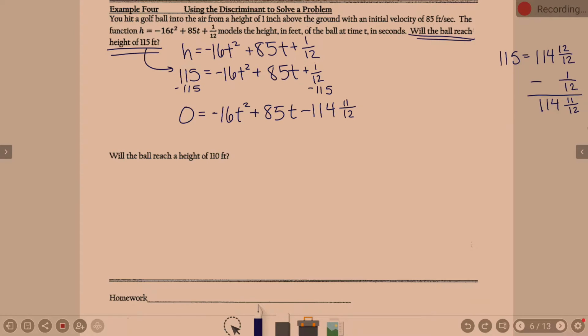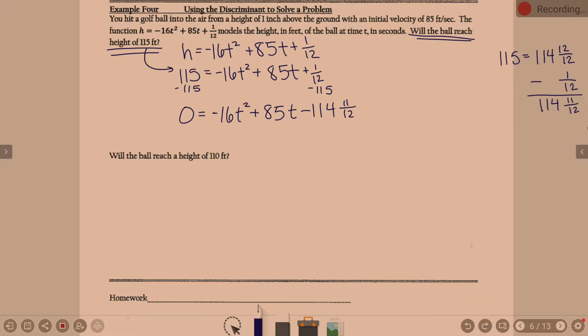Now, the calculator can give you a decimal answer, right? Or a fraction. You just have to know how to do it. But here's the deal, guys. I'm going to leave it as 114 and 11/12 because it'll work for what I need. What do I need to do to finish this problem? Will the ball reach a height of 115?